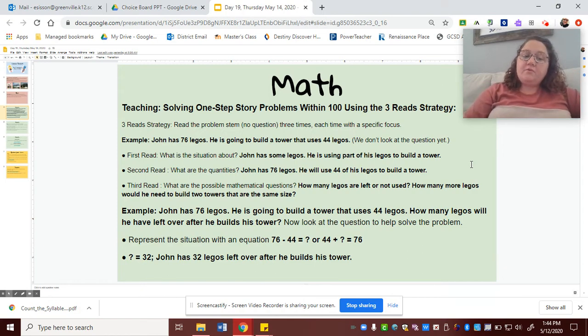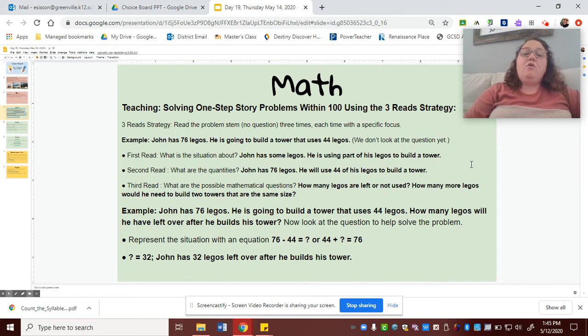On the third read, we're going to think about what the possible mathematic question could be. So if it's saying John has 76 Legos, he's going to build a tower that uses 44 Legos. How many Legos are left? That could be the question. How many more Legos would he need to build 2 towers of the same size? So what could they do with those 2 numbers? That's what you're going to do through the third read.